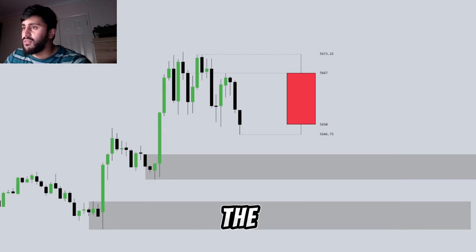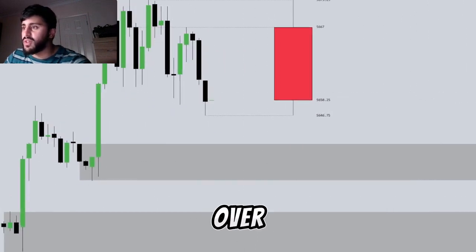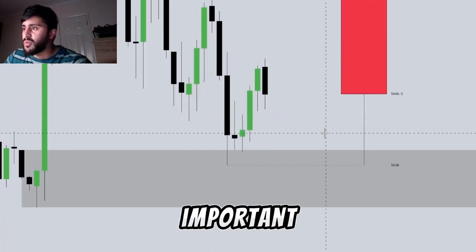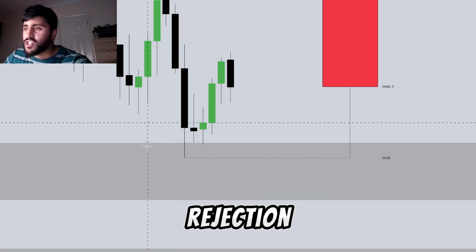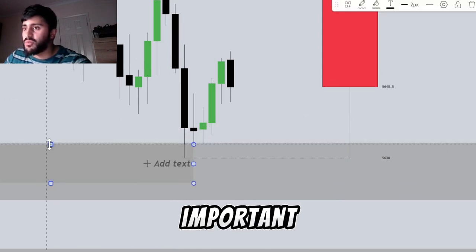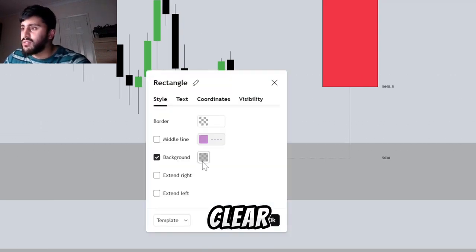Let's go down to the 5-minute time frame, which is where we are now, right? So we've entered this fair value gap over here. So we're waiting for price to come into this fair value gap. Now, this is very important to understand. We have this rejection just over here, right? So price has given us this rejection. This is very important to understand. Let's just break this down. Price has given us this clear rejection over here.